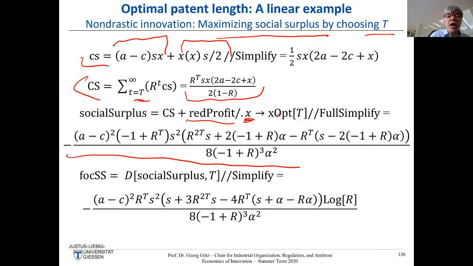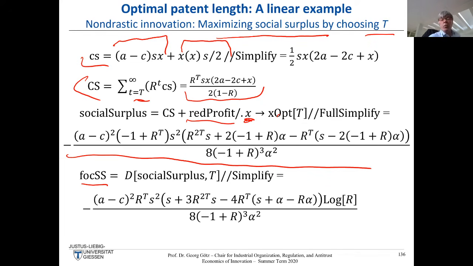It looks ugly, and it gets even uglier once we take the first derivative with respect to T, because if R is raised to the power of 20, if T were 20, and so on, this is highly nonlinear and there doesn't exist any closed form solution here.